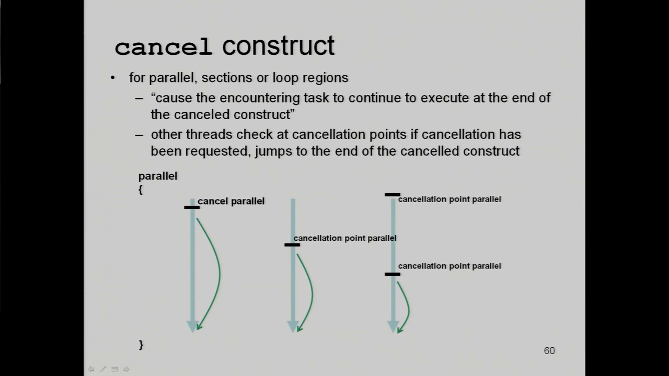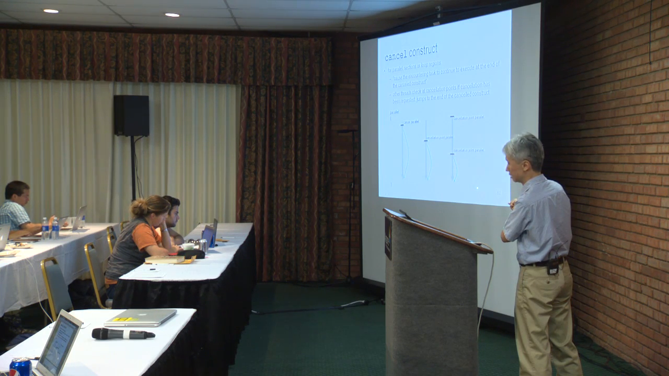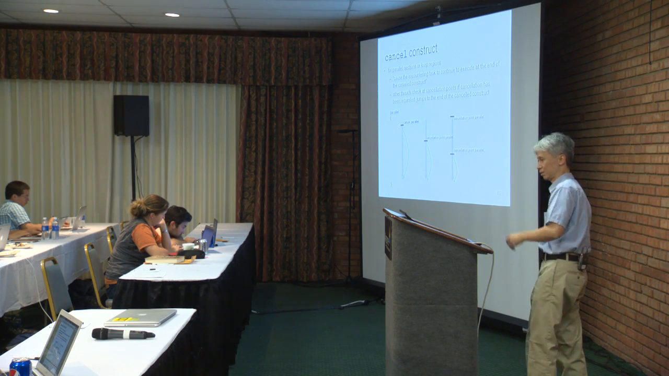So what happens to the other threads? The other threads have no idea what's going on with the first thread. So we provide another construct for a thread to check whether cancellation has been requested by the other threads. If the other thread canceled here, this thread has no idea until this point, the cancellation point parallel. What it means is to ask whether cancellation has been requested by the other threads. If that's true, then this thread will jump to the end. It's the same thing here. If this thread checked before it was canceled, it will have no idea and continue to run until the next cancellation point, and then the whole thing will end, and we'll proceed. This is the whole idea.